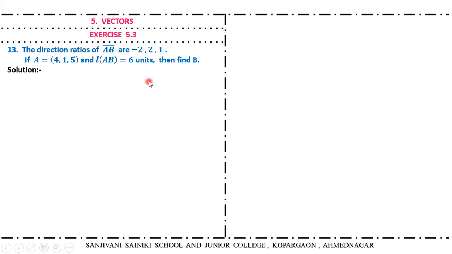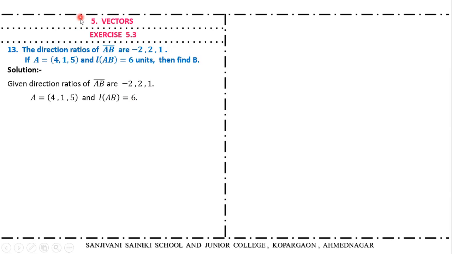The direction ratios of AB bar are -2, 2, 1. If A bar is equal to (4, 1, 5) and the length of AB is equal to 6 units, then find B. Now, the direction ratios of AB bar are -2, 2, 1, it is given. And A is also given as (4, 1, 5). It is given that the length of AB is 6.